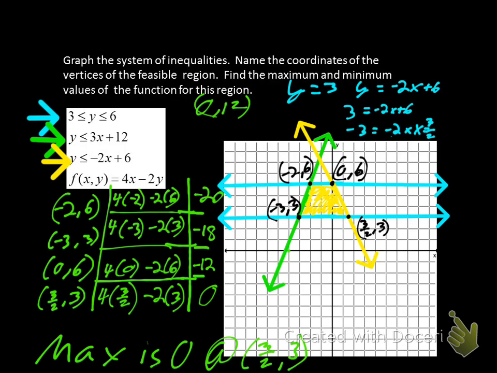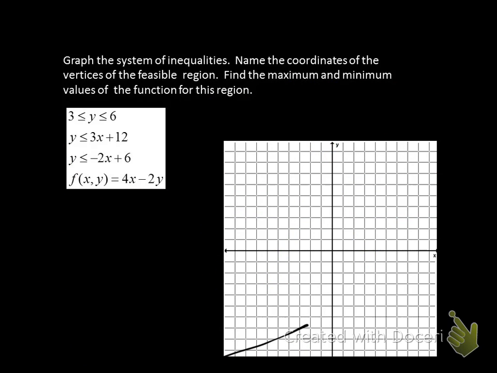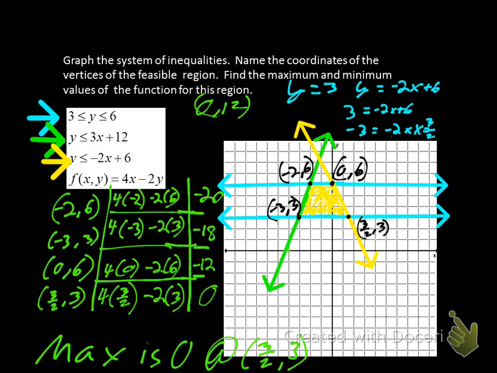Then you do the same thing for your minimum. I'm actually going to go on the graph paper to answer that one. Okay, so max is 0 at 3/2, 3. What's my minimum? Minimum is -20 at -2, 6. There you go.